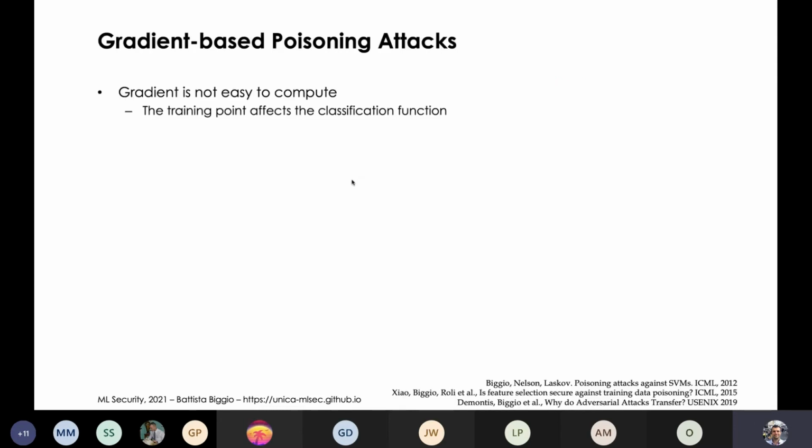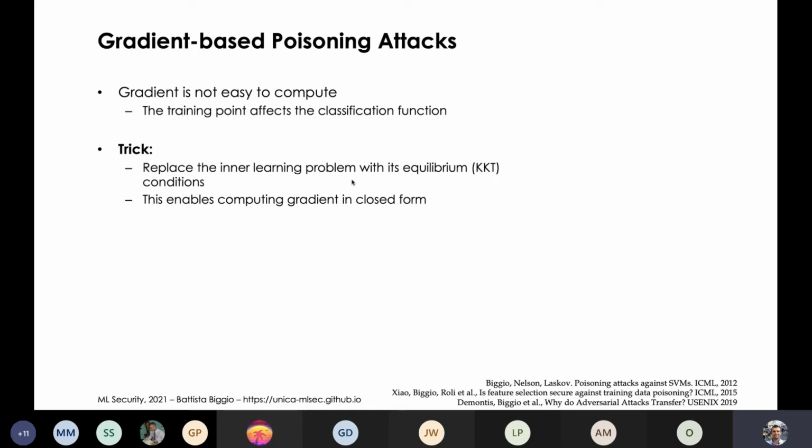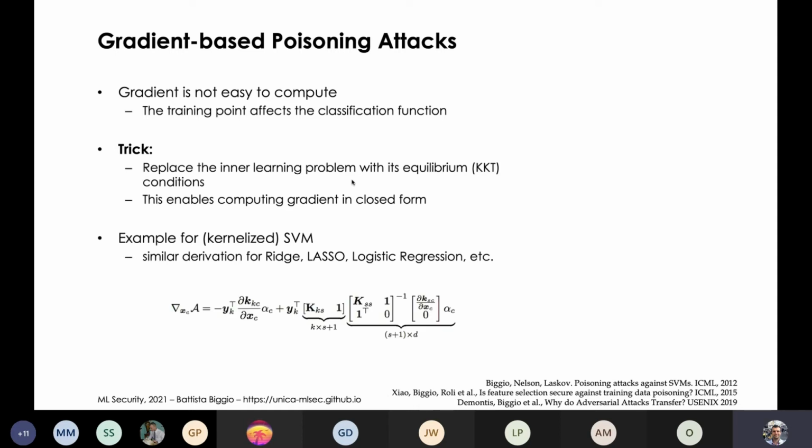Now, the good news is that despite the gradient not being easy to compute, you can apply some tricks. There is more than one, actually, but the easiest one is that you can replace the learning problem with the equilibrium conditions, which is basically a linear system of equations. And then you can compute the gradient in closed form. In practice this amounts to inverting the set of equilibrium conditions. I'm not going to give a detailed explanation, but this is how the gradient looks for the RBF kernel here, or in general for kernelized support vector machines.